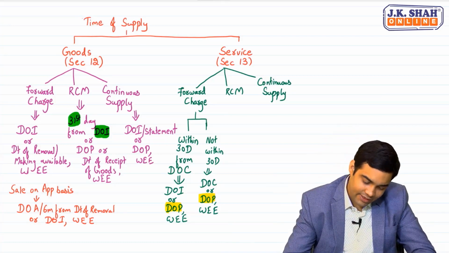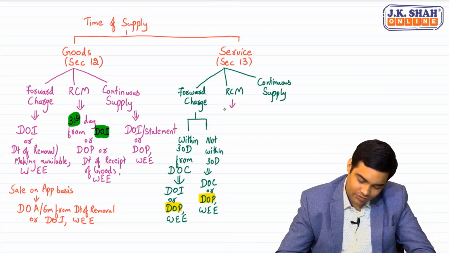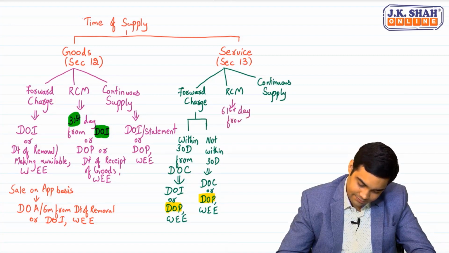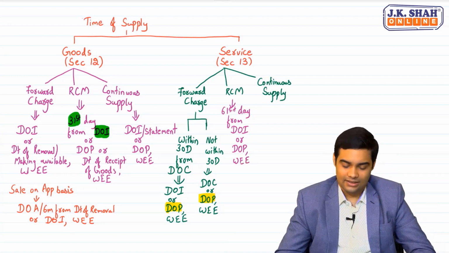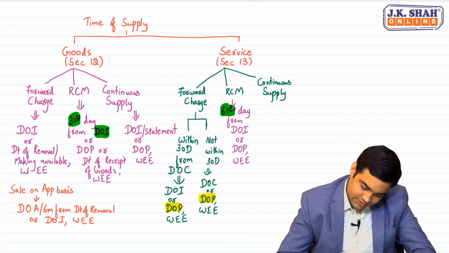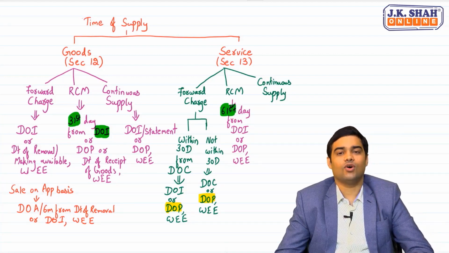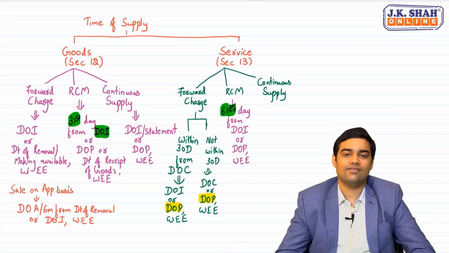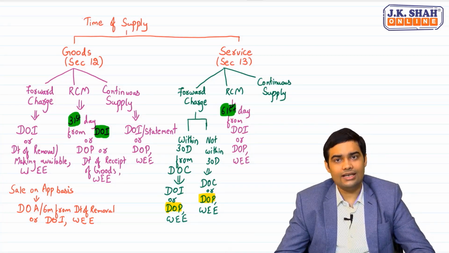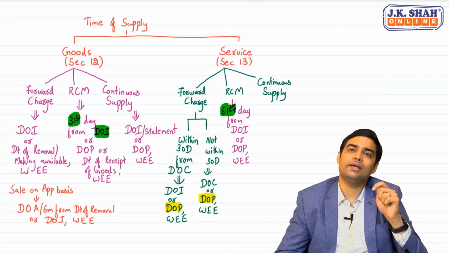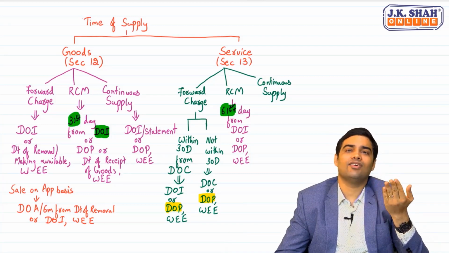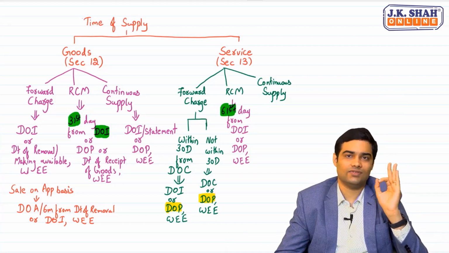Okay. When we talk about reverse charge, the law provides 61st day from date of invoice or date of payment, whichever is earlier. Careful. First of all, see the difference. For goods industry, 31st day. For service industry, 61st day from the date of invoice. So in case of service industry, if you don't make the payment within 60 days, then government will consider 61st day as the time of supply.